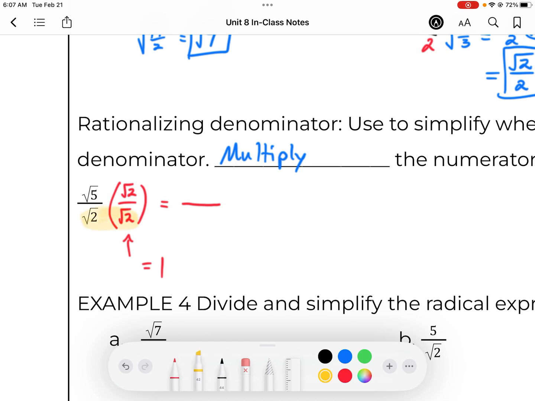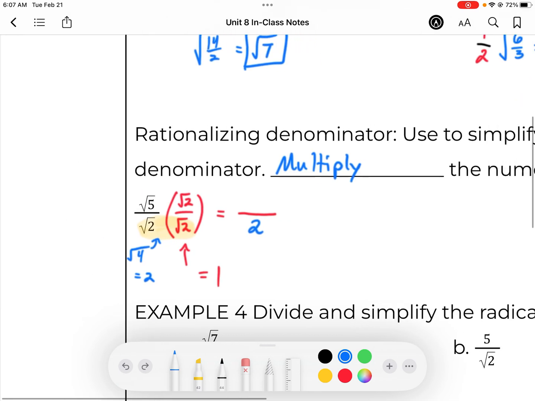remember, when I group two radicals together, root 2 times root 2 is root 4, right? But the square root of 4, I already know, is just 2. So the new bottom of my fraction is just the number 2. So you should notice as you do this, a pattern. Root 2 times root 2 equals 2.